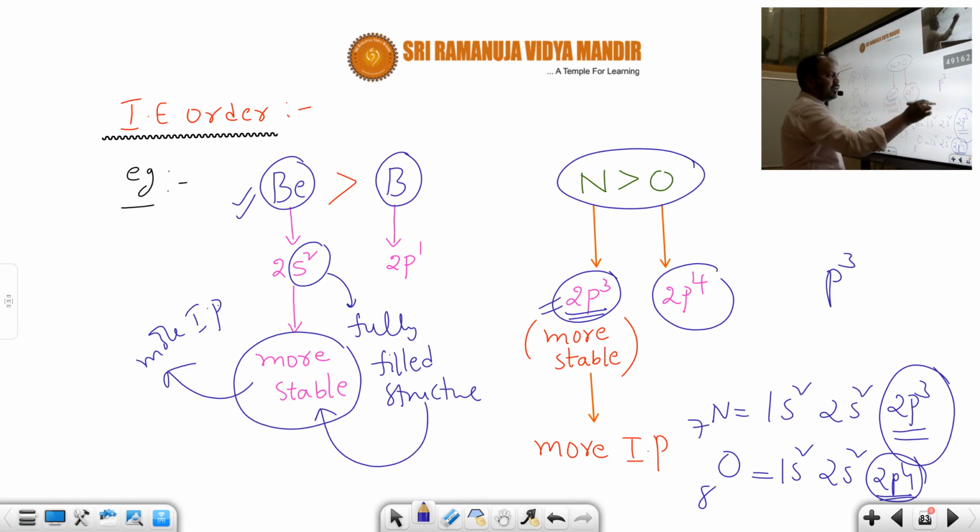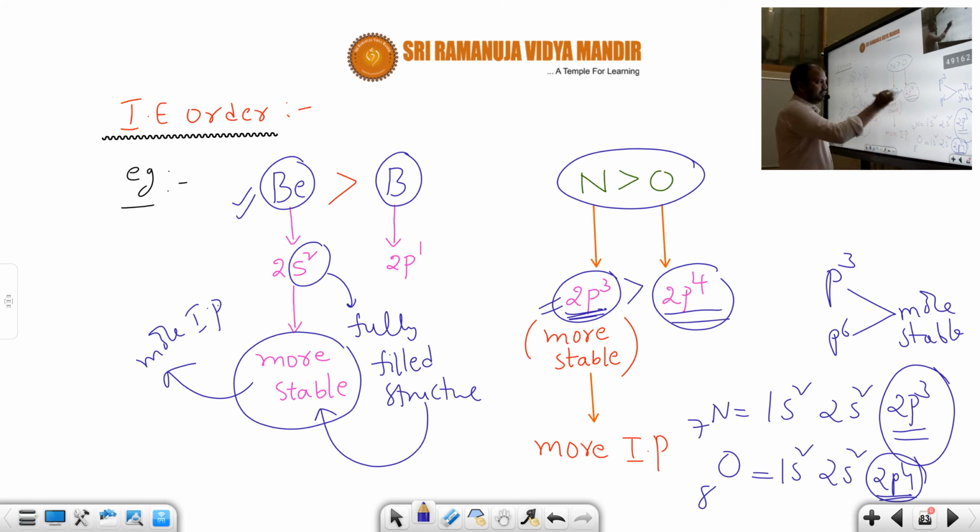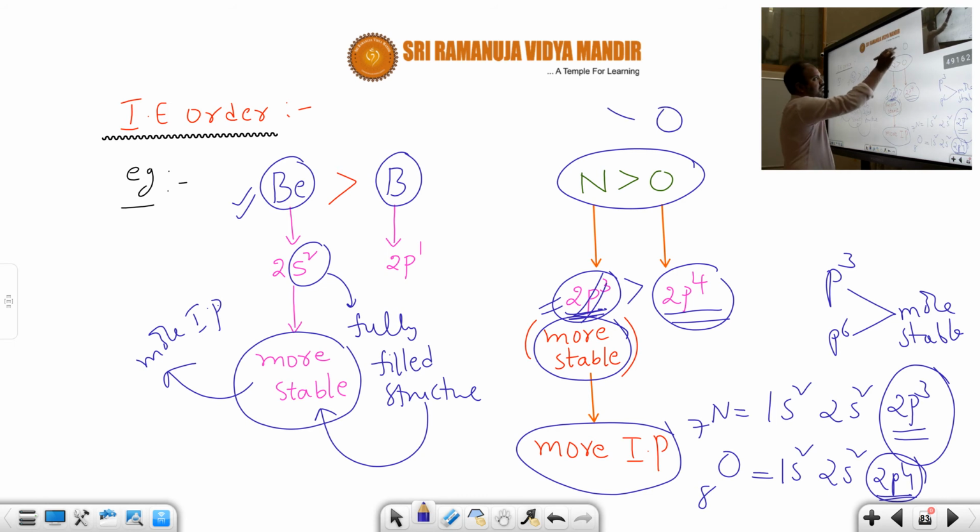P containing either 3 electrons or 6 electrons, then only it is more stable. Why is it more stable? Half filled and fully filled structures are more stable. Whenever it is more stable, it has more ionization potential. So in nitrogen 2p3 will be there, in oxygen 2p4 will be there. Which is the half filled structure? Yes, your guess is correct. 2p3, p containing 3 electrons, is a half filled structure. Half filled structures are generally more stable, so it has more ionization potential. That's why compared with oxygen, nitrogen has more ionization potential.